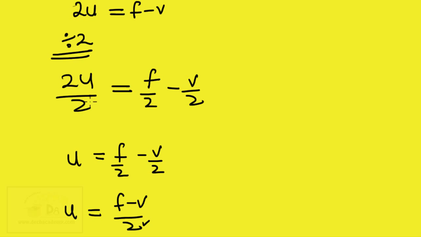This is just a simple case of subtracting algebraic fractions. Here we just divided through by 2, because 2 into here is 1, f over 2 is f over 2, minus v over 2 is v over 2. That's what we have. In this case now, u is the subject of the formula. We have u equals f minus v divided by 2. U only appears on the left hand side, and u is the only term on the left hand side.